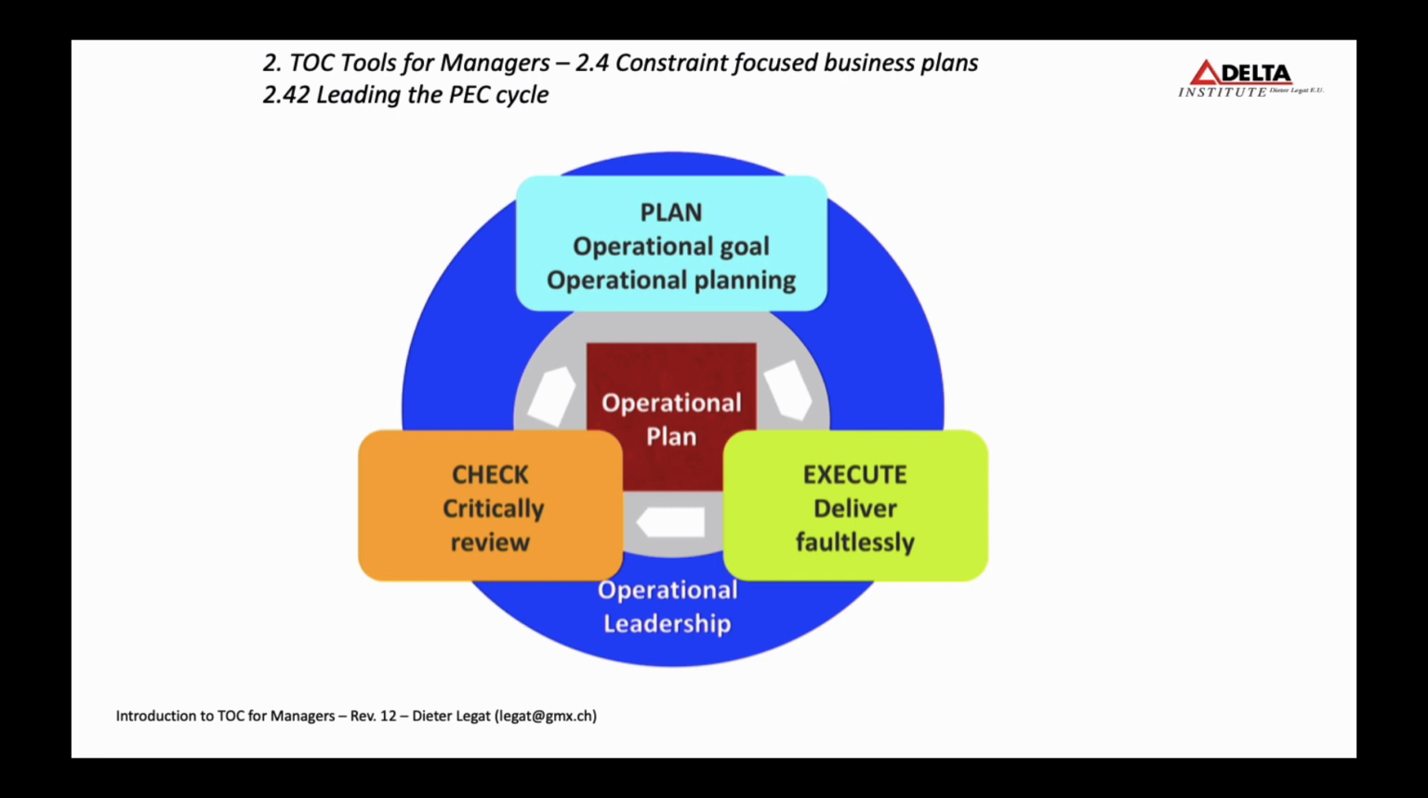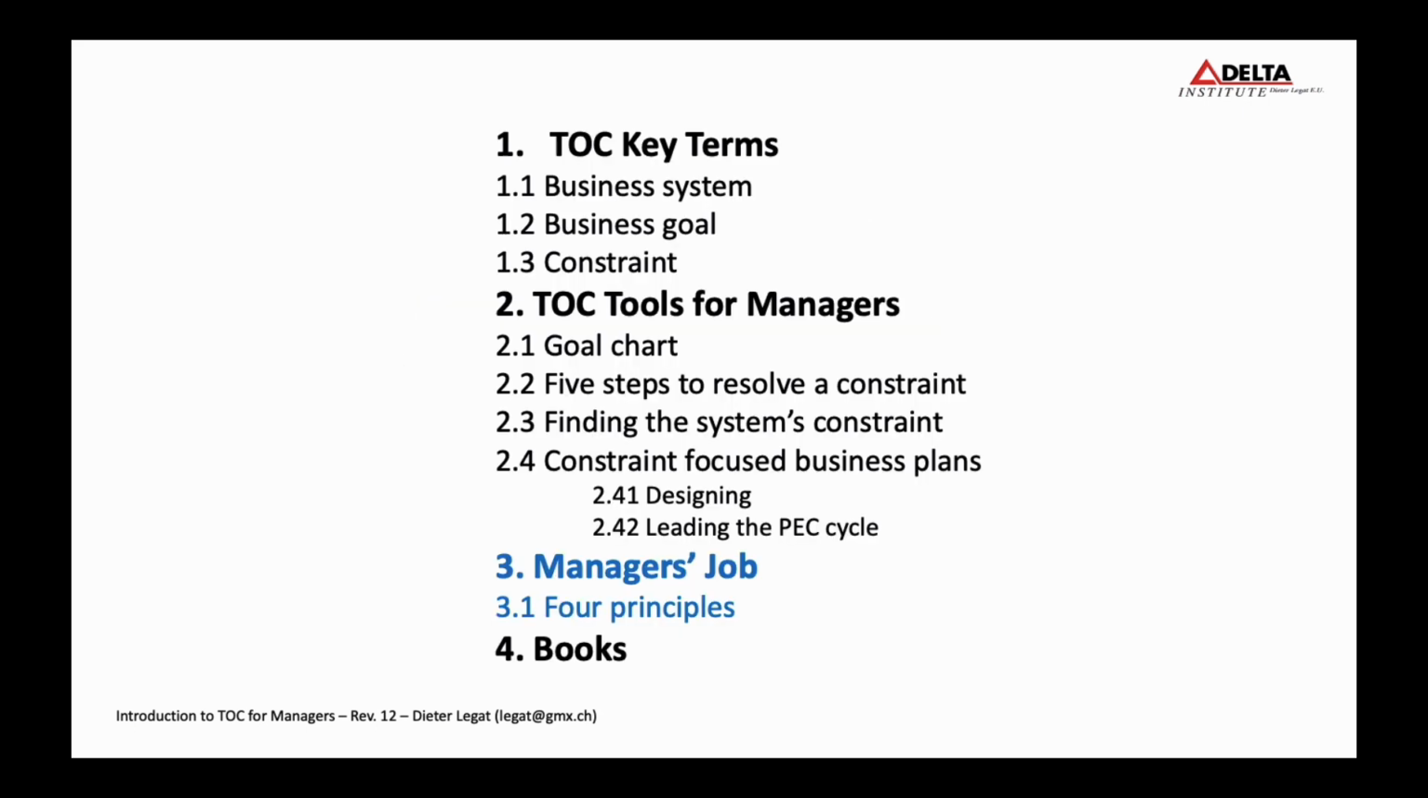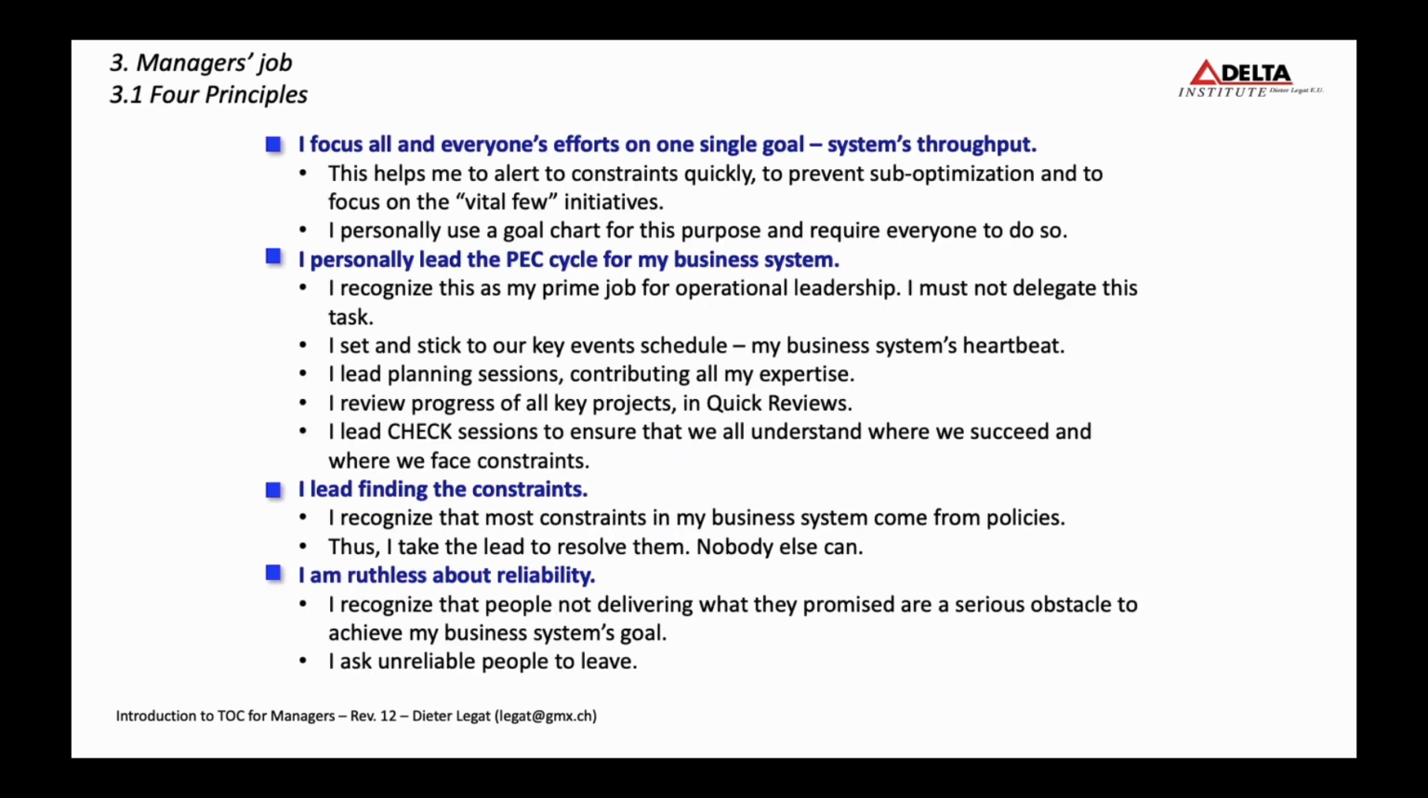Plan, execute, check is a continuous circle to lead constraint-focused business planning. An essential aspect: of 2 competing companies, the one will win who can spin the PEC cycle faster. In view of all this, business system, goal, constraint, resolving constraint, using constraint-focused business plans, what now should we do as managers? What principles should we adhere to? What should managers now do in order to make this happen?